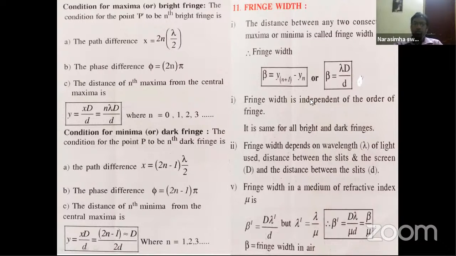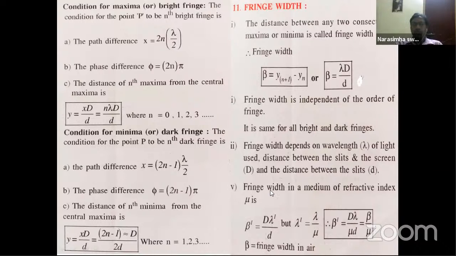Fringe width is independent of the order of the fringe. Because the fringe width is independent of what number the fringe is, we can subtract any two consecutive fringes and we will get the same value. And it is the same for bright and dark fringes. See, observe this also.